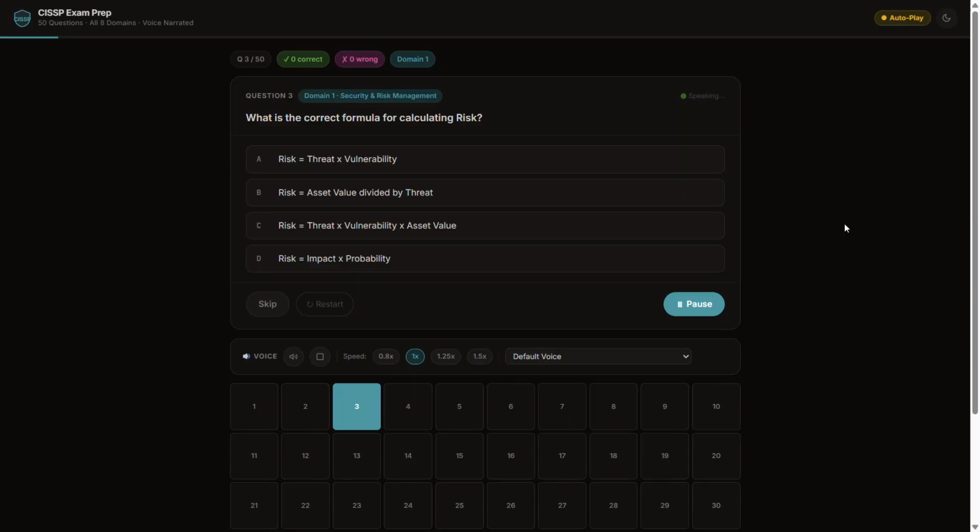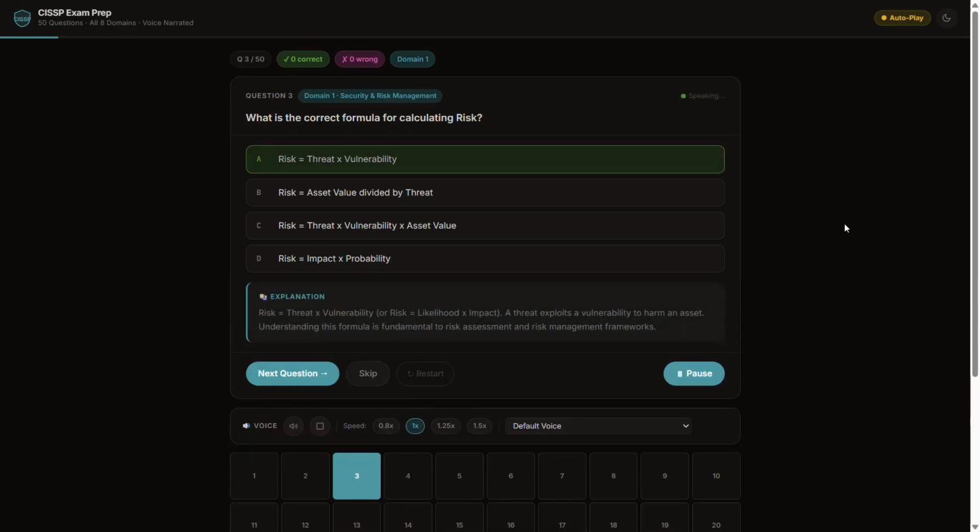Question 3. What is the correct formula for calculating risk? Options: A. Risk equals threat x vulnerability. B. Risk equals asset value divided by threat. C. Risk equals threat x vulnerability x asset value. D. Risk equals impact x probability.